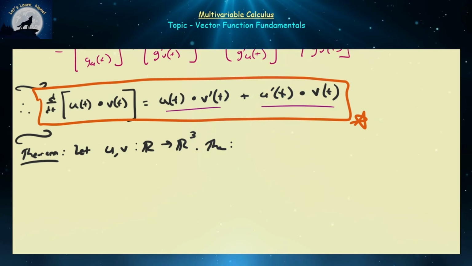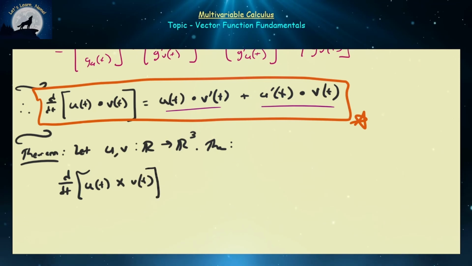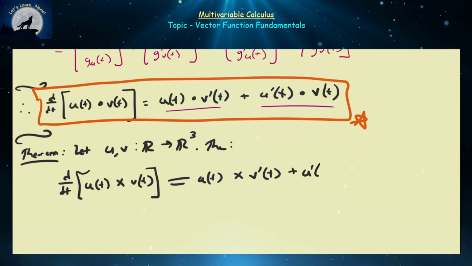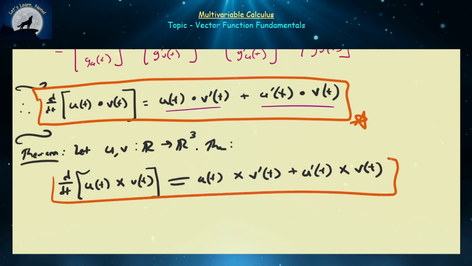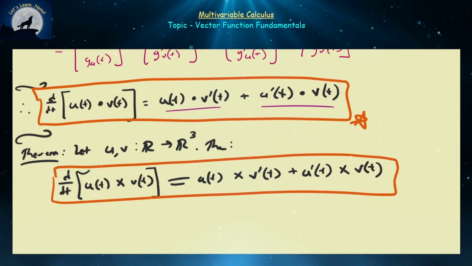Then what can you tell me about the derivative of the cross product between u and v? So what you actually get here is u(t) cross product with v prime(t), and then u prime(t) cross product with v(t). So you'll get this. Right? So that's actually quite interesting.